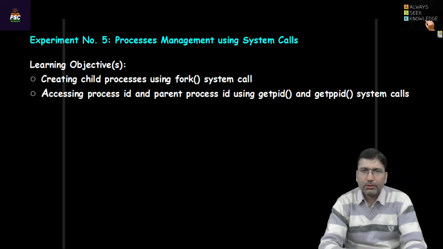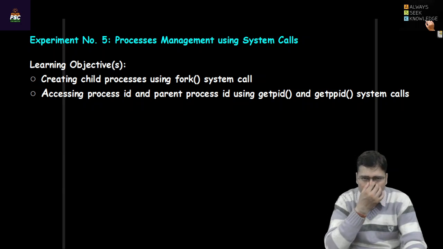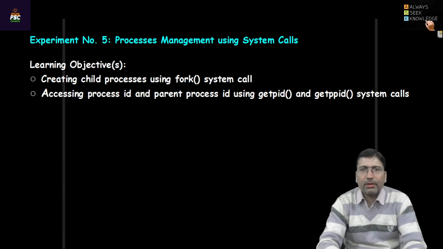In this particular session, the learning objective is to learn how to create a child process. So when we write a program, if I want to create another child of that running or executing program, we need to use the fork system call. So first we will discuss the fork system call. And if we have created, let's say, one or two or three processes, if we want to print the details about the process, like the process ID or parent process ID, then we use two other system calls, getpid and getppid.